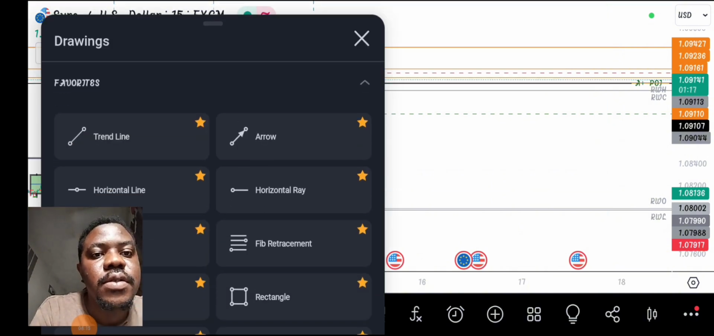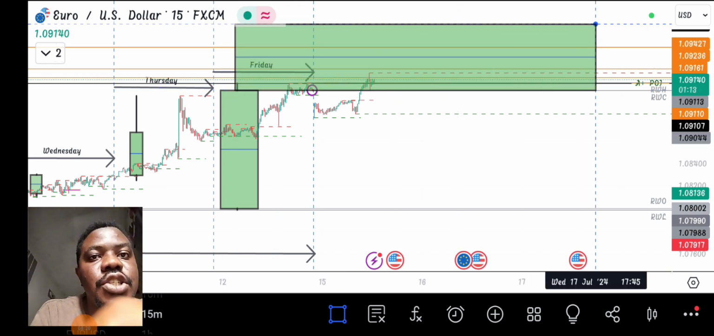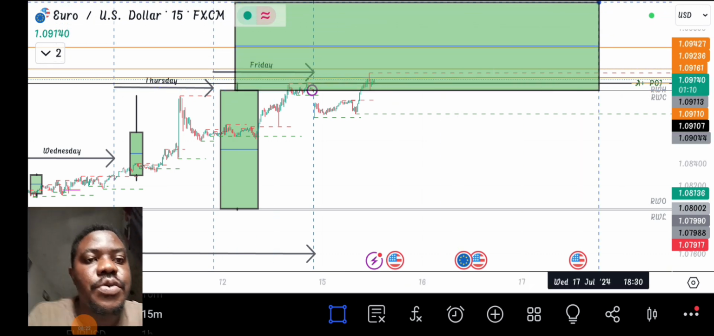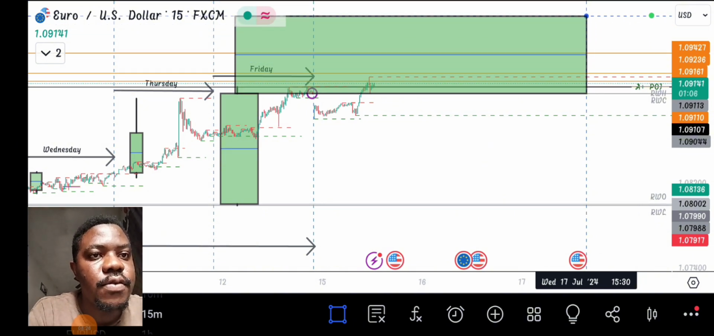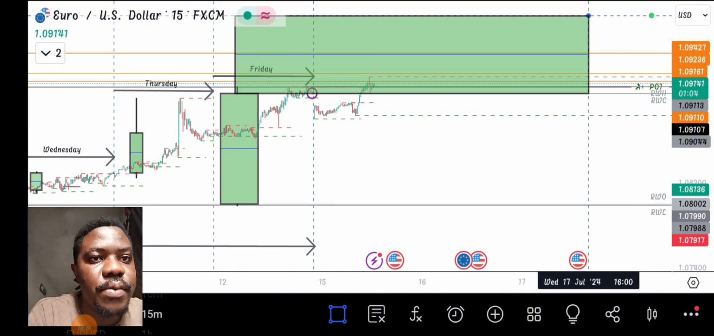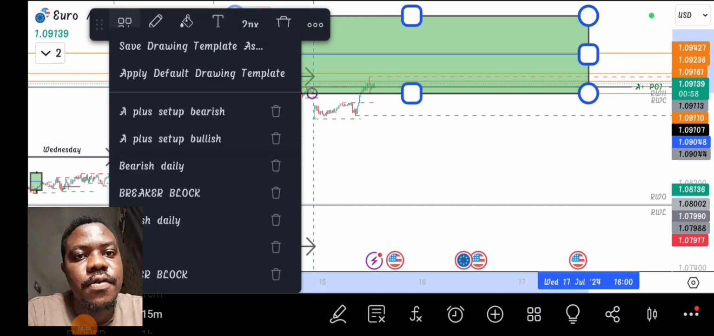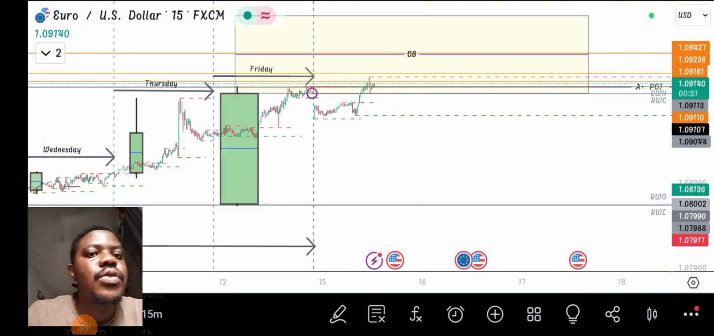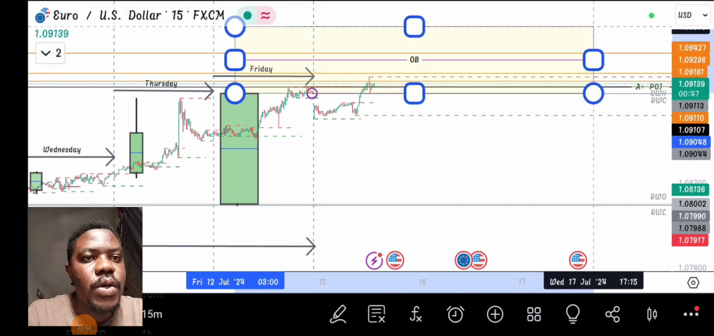Sorry, let me set this better. If I see a change of character at this upside of the chart, I want to see price sweep all the liquidities above here, and then react from this place up here, so we can sell.